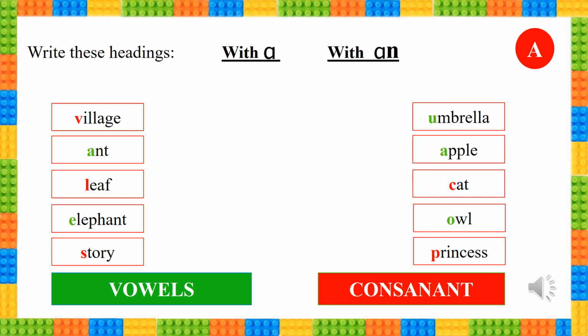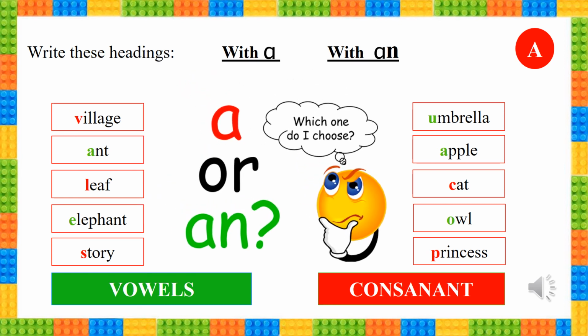So let's try and write these headings using a or an. Which one should we use? A or an? See the first word on the screen: village. In the word village, the first letter is a consonant. The letter V is a consonant. So we use a for words beginning with a consonant. We write a village.